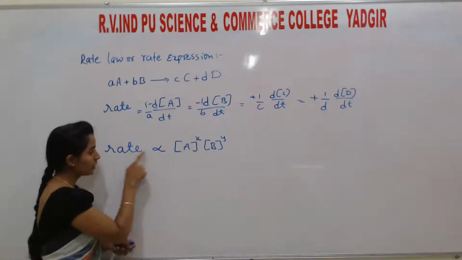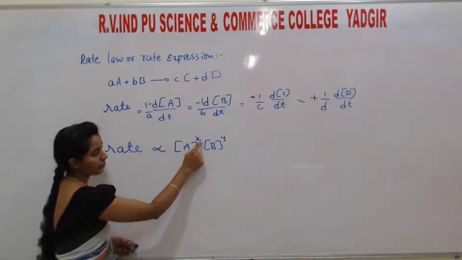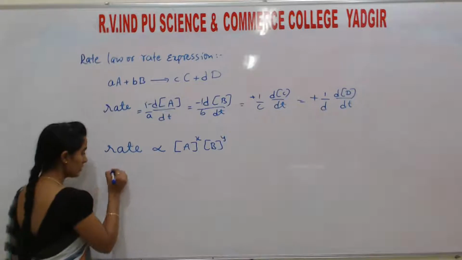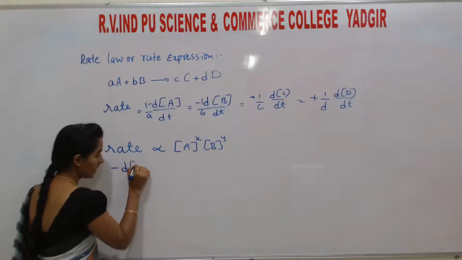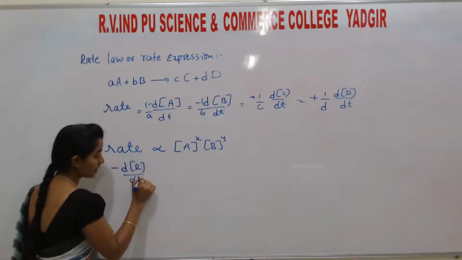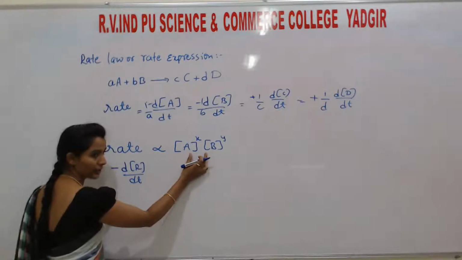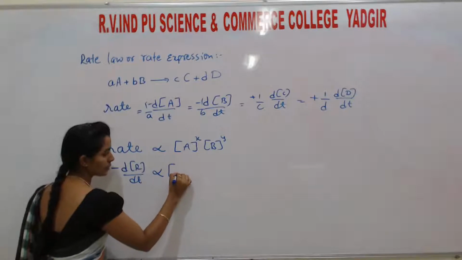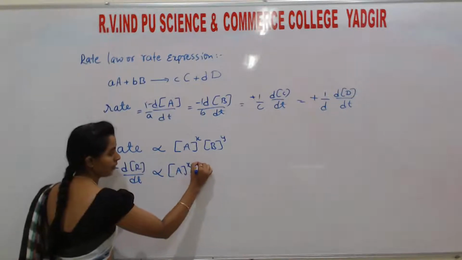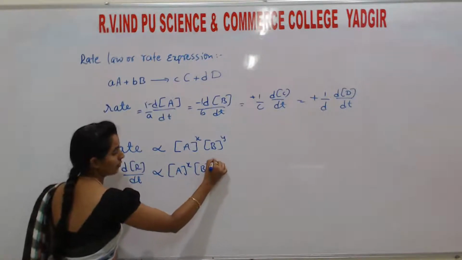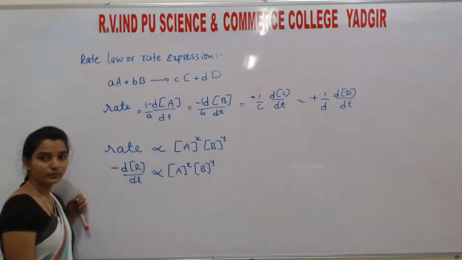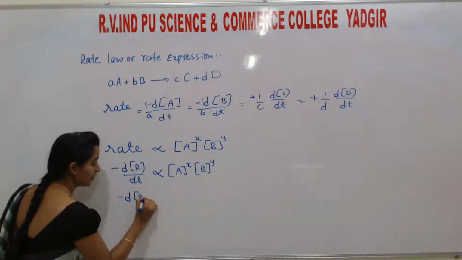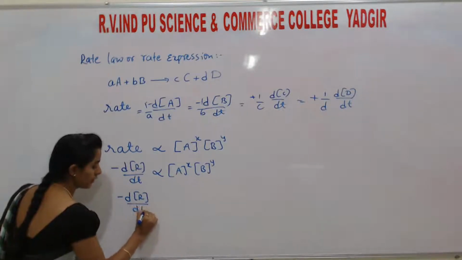So rate is directly proportional to the concentration of A to the power x times the concentration of B to the power y. This rate is minus d[R] by dt. Why minus? Because we are taking reactants here. That's why minus d[R] by dt is directly proportional to [A] to the power of x, [B] to the power of y.